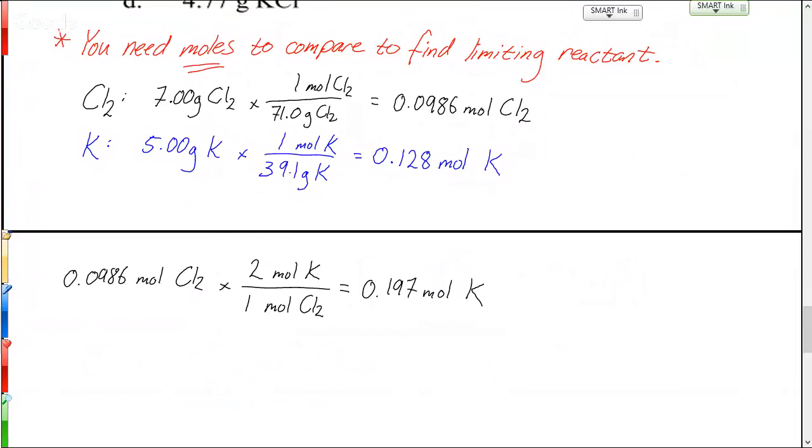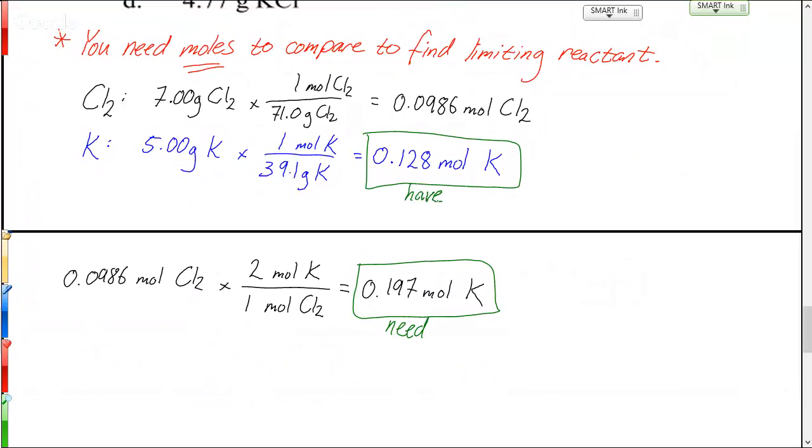So let's compare these two numbers. That's how much we need. That's how much we have. So what we have is less than what we need. What does that tell you about limiting? That it is the limiting. If what you have is less than what you need, that's the definition of limiting.